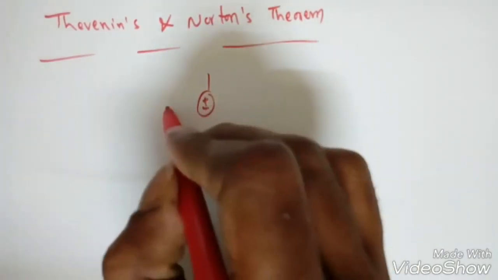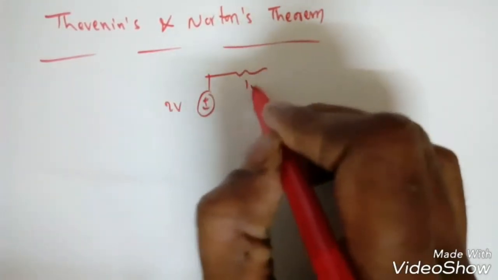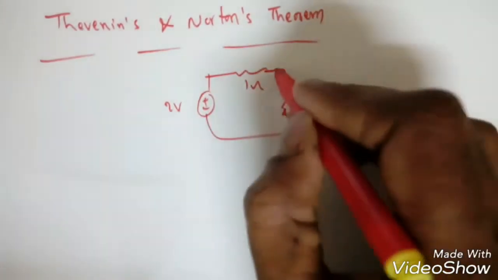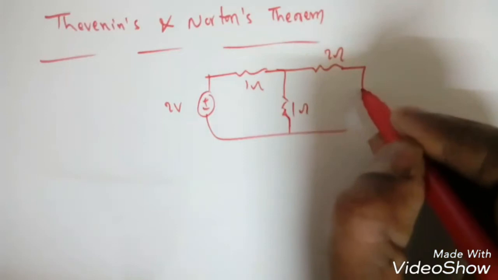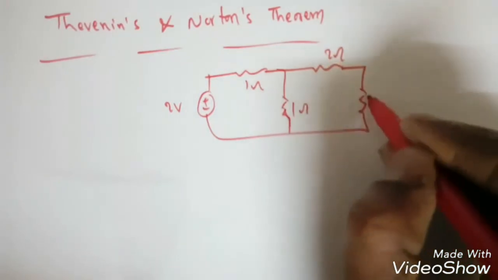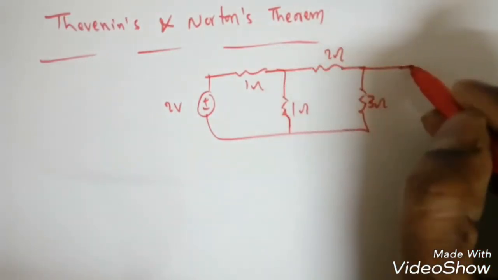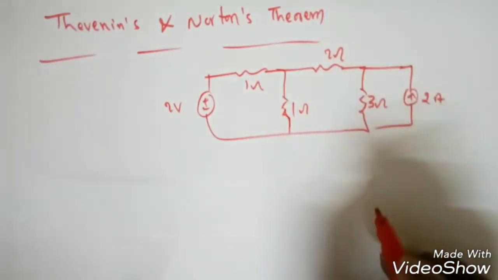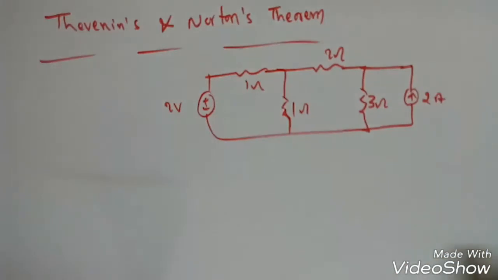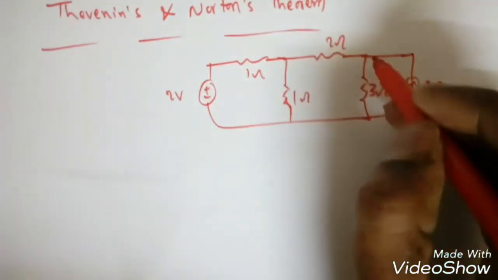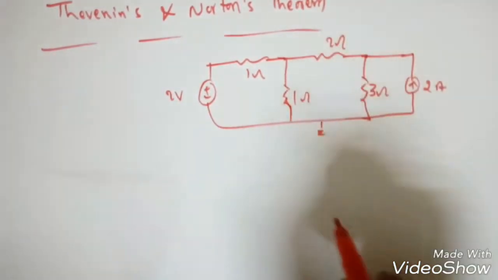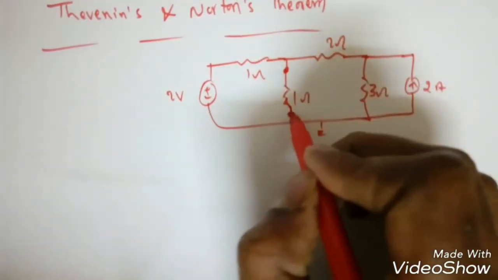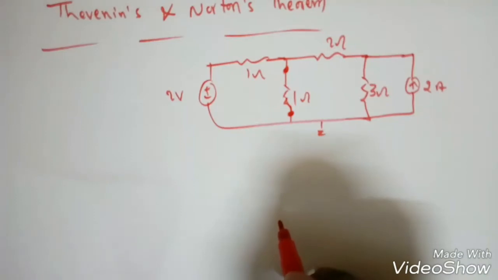like this, some 2 volt, 1 ohm, 1 ohm, 2 ohms, 3 ohms, and suppose some 2 ampere, right? So many resistances, so it should be a purely resistive network, right? Now suppose if I want to find a current or response in this branch, right?